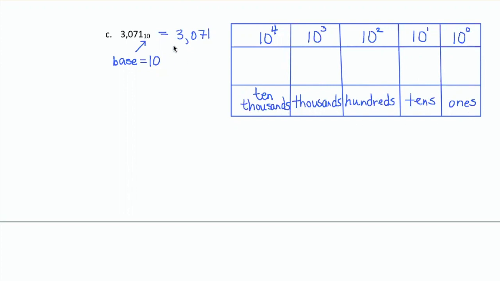In this number, how many ones are there? We go to the rightmost position. There's 1. How many tens? We know this position, second from the right, represents tens. So 7 of them. No hundreds and 3000s.